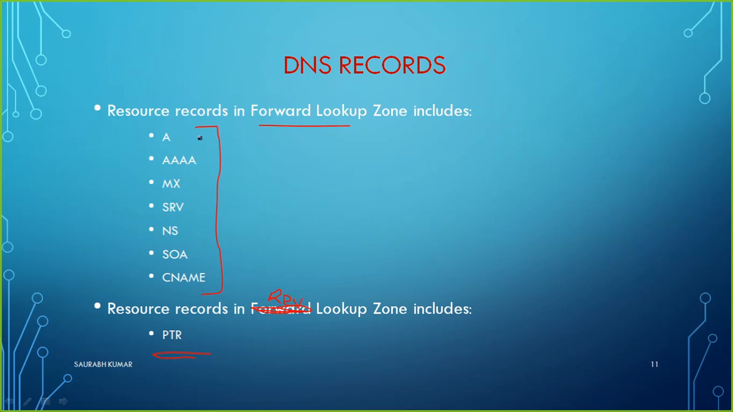So this A is nothing else, it is an IP version 4 record. If any of your host machines is using IP version 4, their name will be added there with the IP version 4 address as a record. If your host is using version 6, it will be stored as an AAAA record. If you have any mail server in your domain, then you will add that record as an MX record. If you have any specific service which you want to add in your DNS, it will be an SRV record.